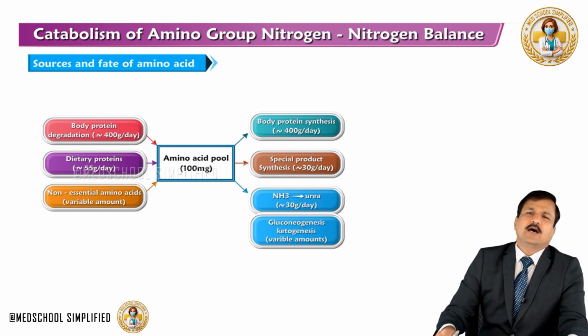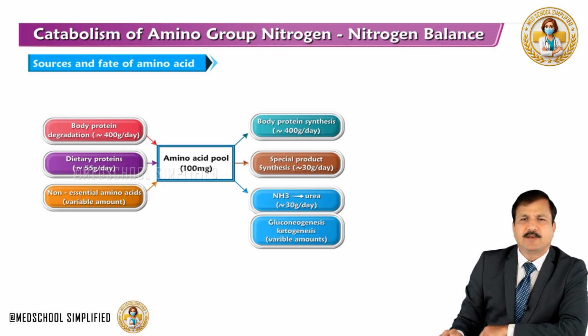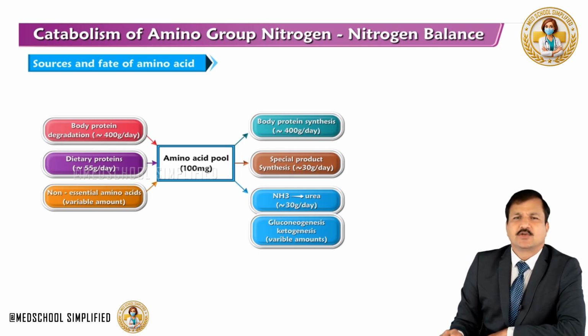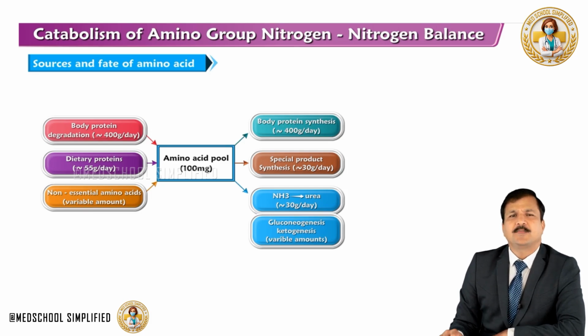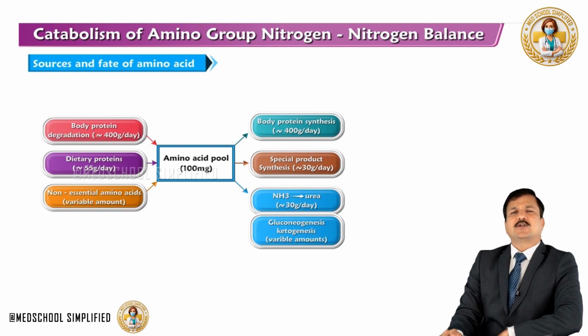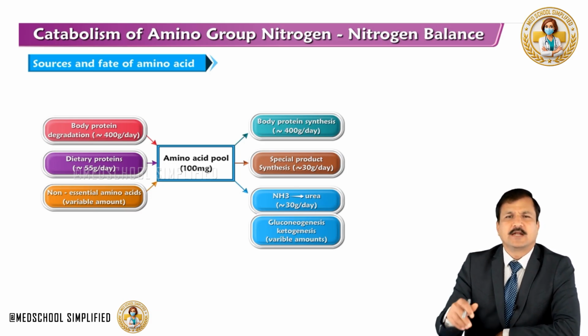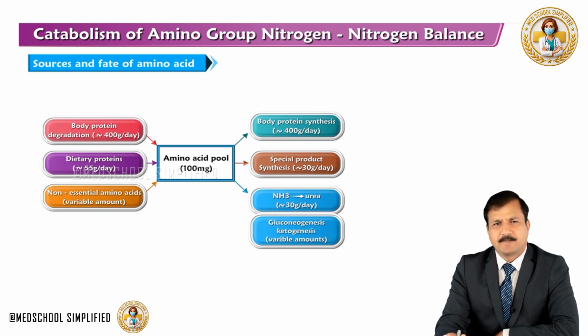Only the amino group of an amino acid will be excreted as urea, whereas the carbon skeleton of an amino acid will either be converted to glucose by gluconeogenesis or into ketone bodies. So only the nitrogen gets out of our body in the form of urea, and that amounts to 30 grams of nitrogen going out of our body per day.